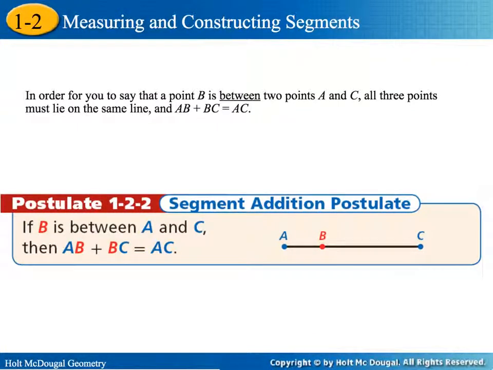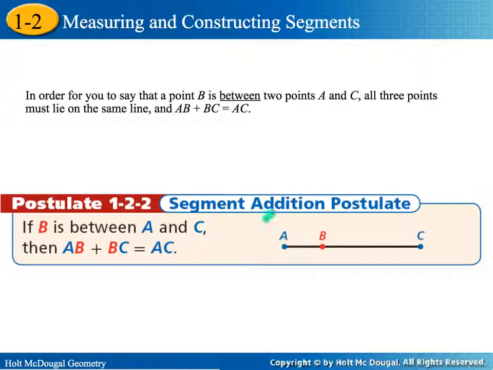Okay, in order for you to say that a point B is between 2 points A and C, all 3 points must lie on the same line. So the next definition word is between, and that's basically saying that B is between A and C means that B is in the middle. So if I say a point is between 2 points, then that point is in the middle. It's just a geometry term to say between as opposed to saying the middle. So if I gave you a story problem that said B is between A and C, I would draw a line at A and C and then put the point B in the middle.